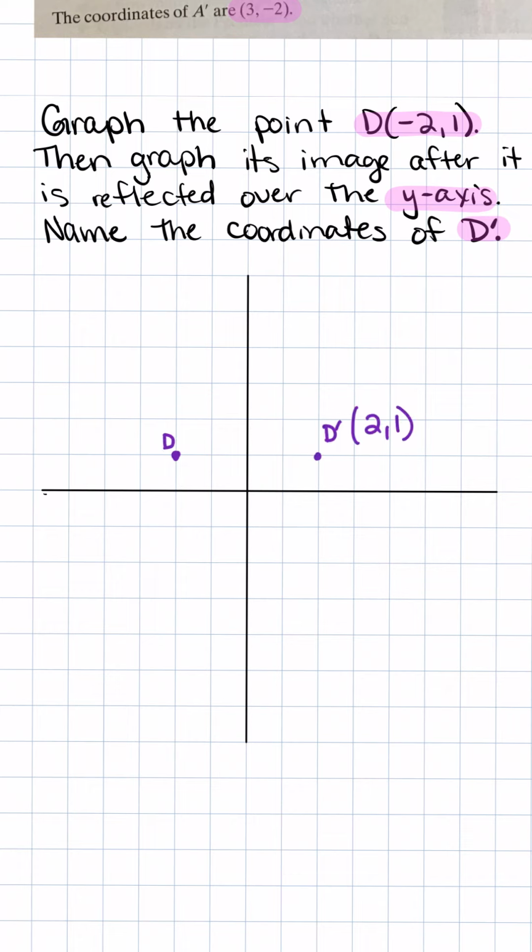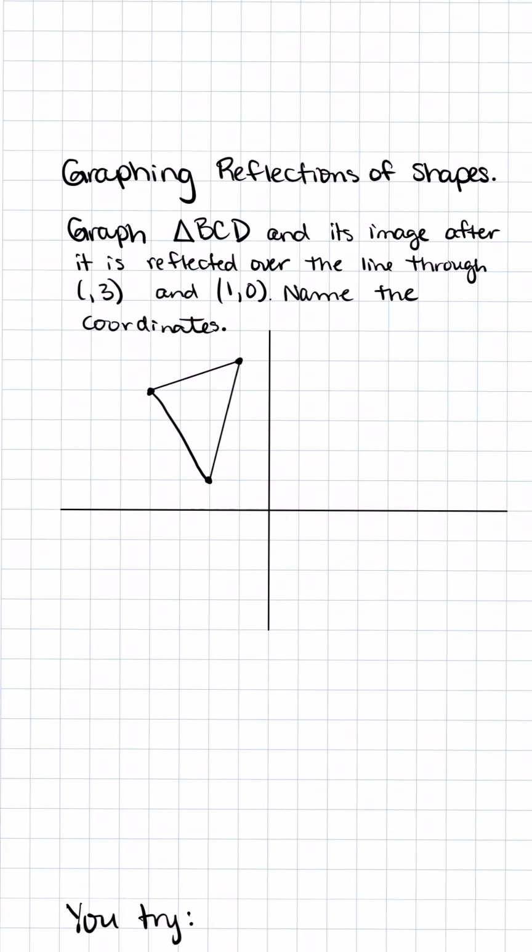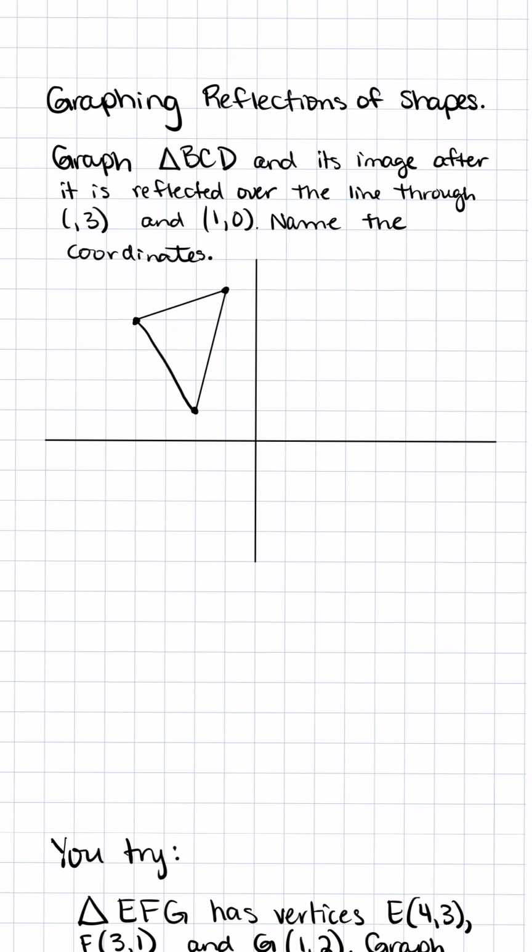Okay, so you should have first graphed this point and then graphed this point, which is at 2, 1. The x is 2, we went over 2 places, up 1. So graphing reflections of shapes.